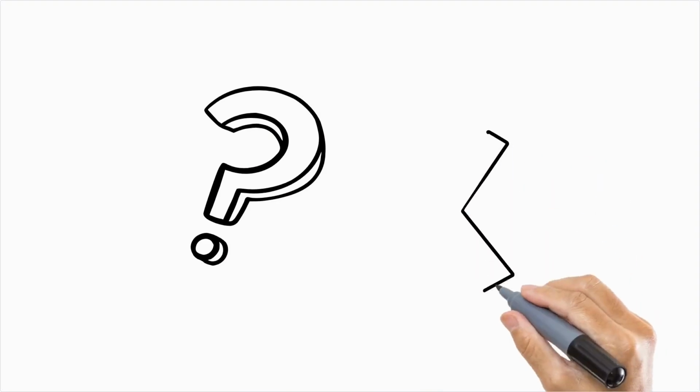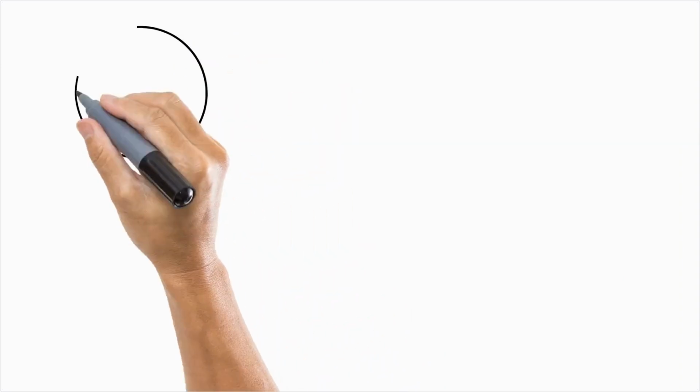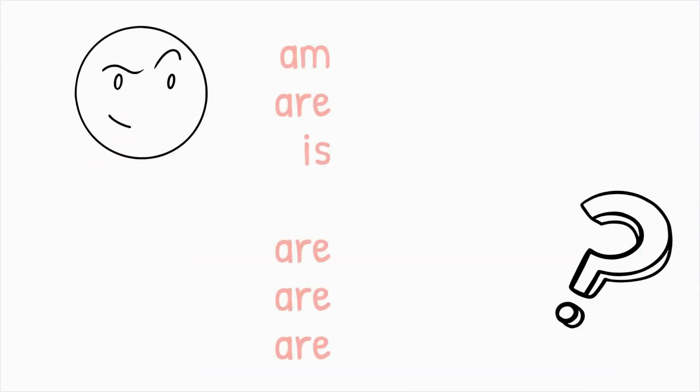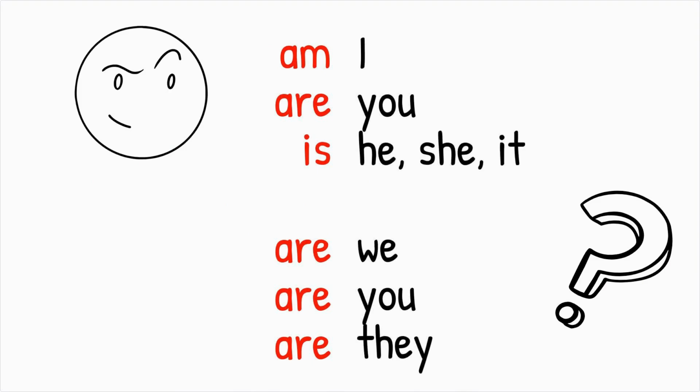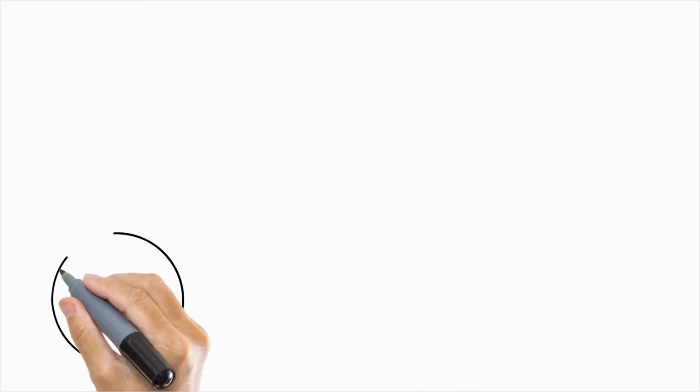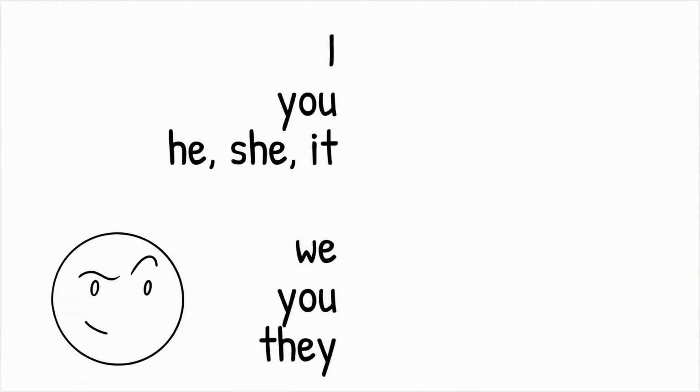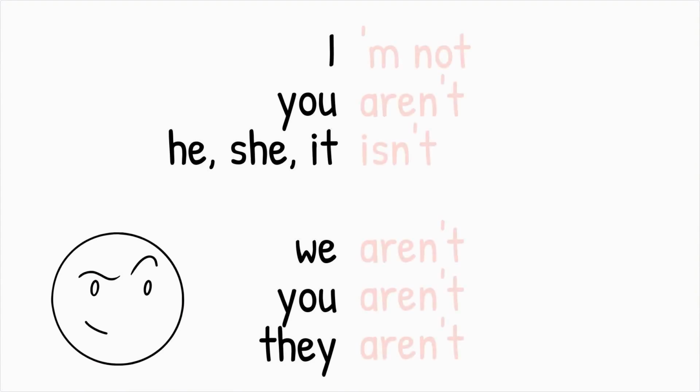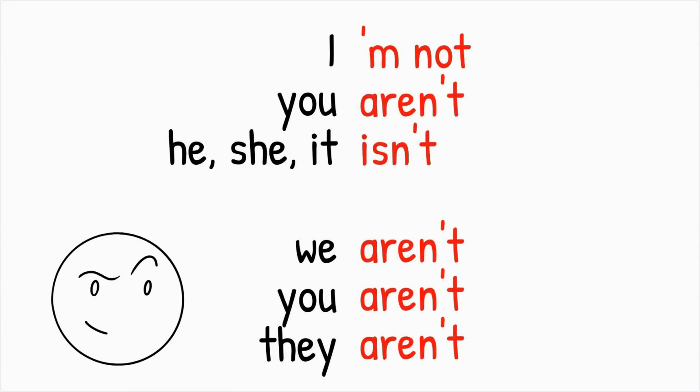Personal pronouns along with the verb to be also form questions and negatives. To form questions, you simply put the verb before the pronoun. For negatives, you add not in its short form to the verb to be.